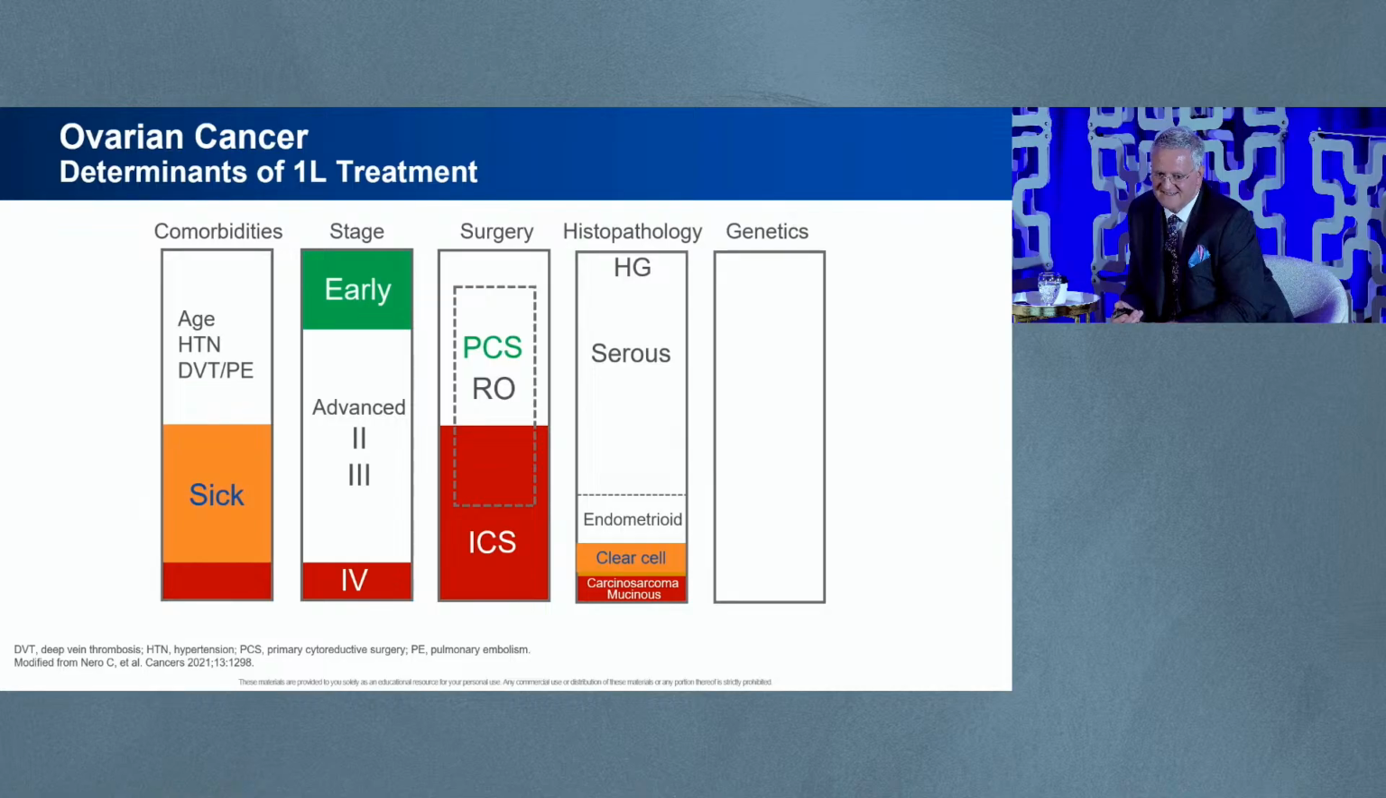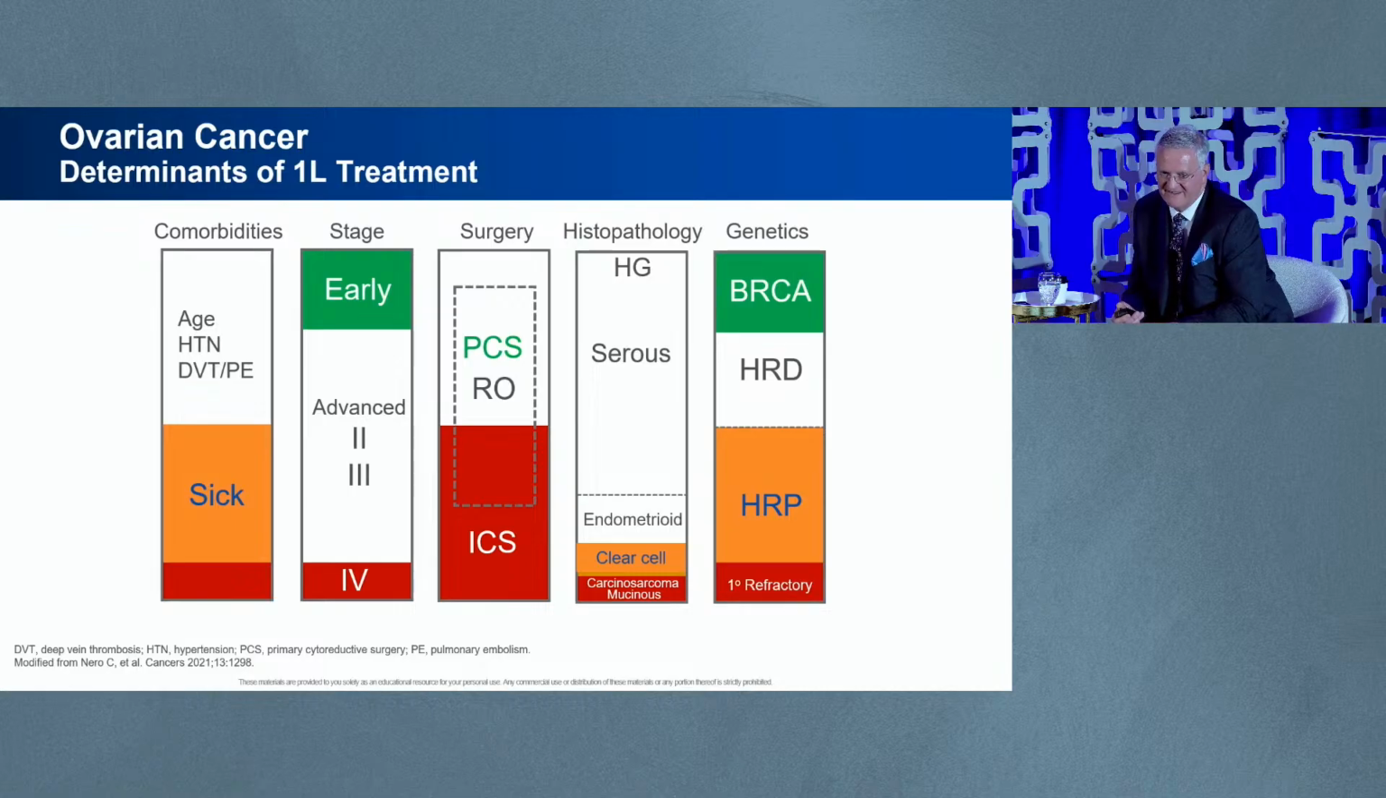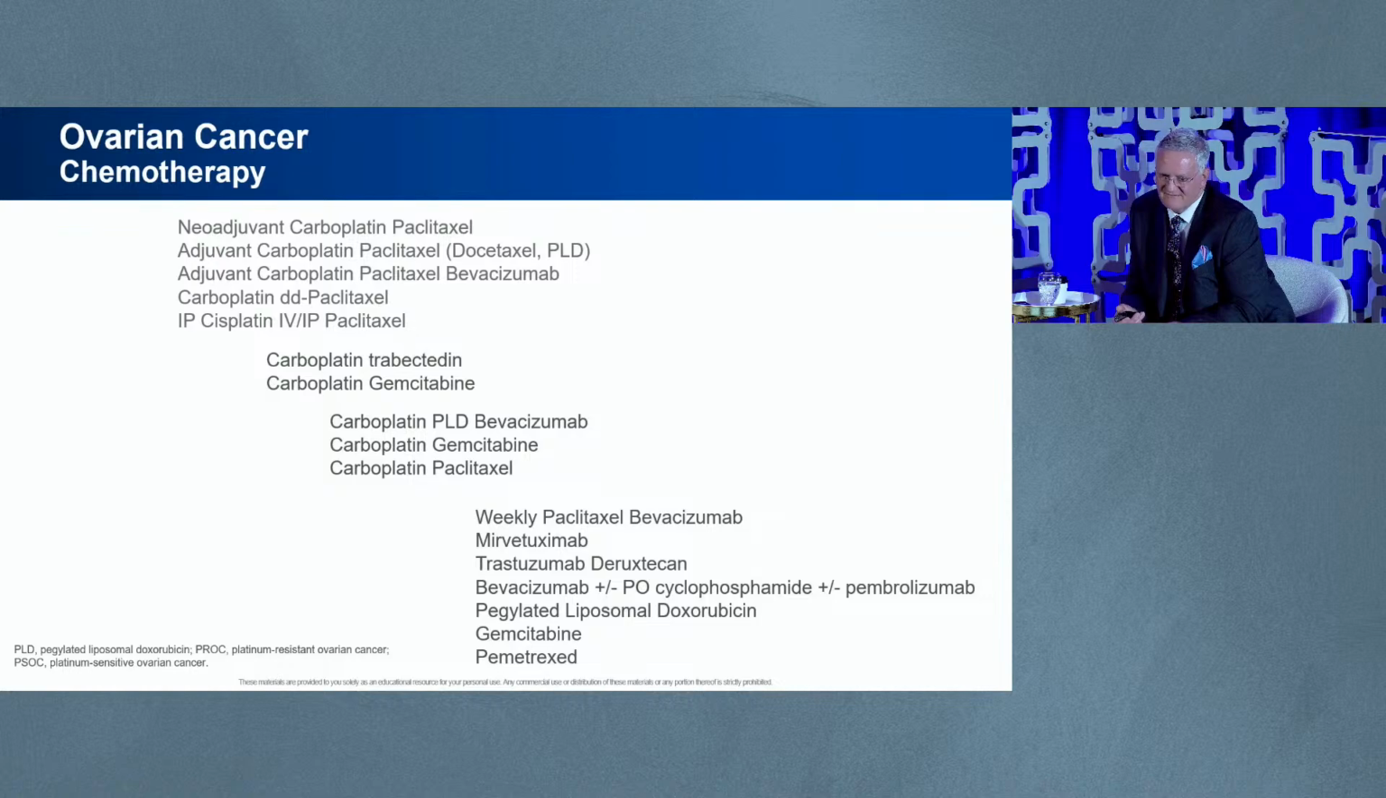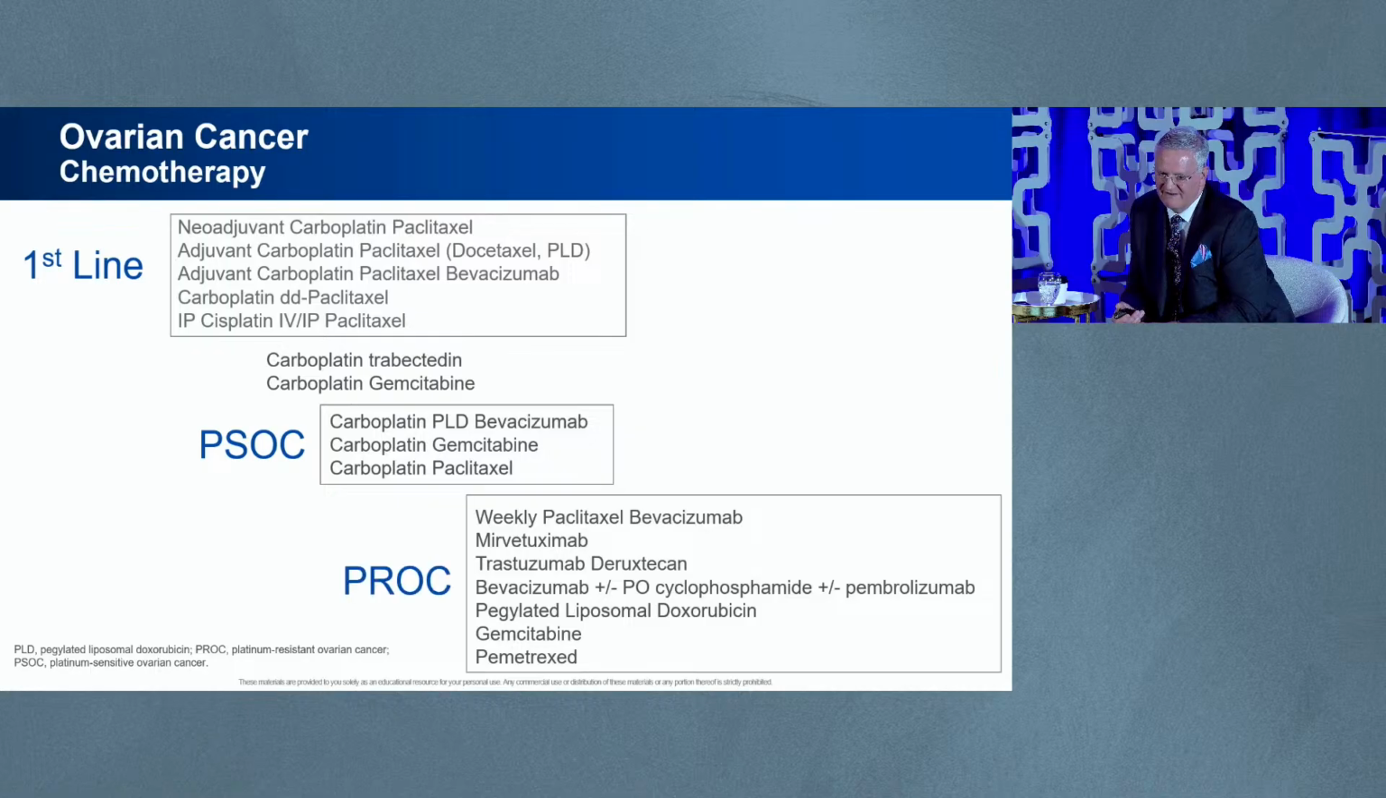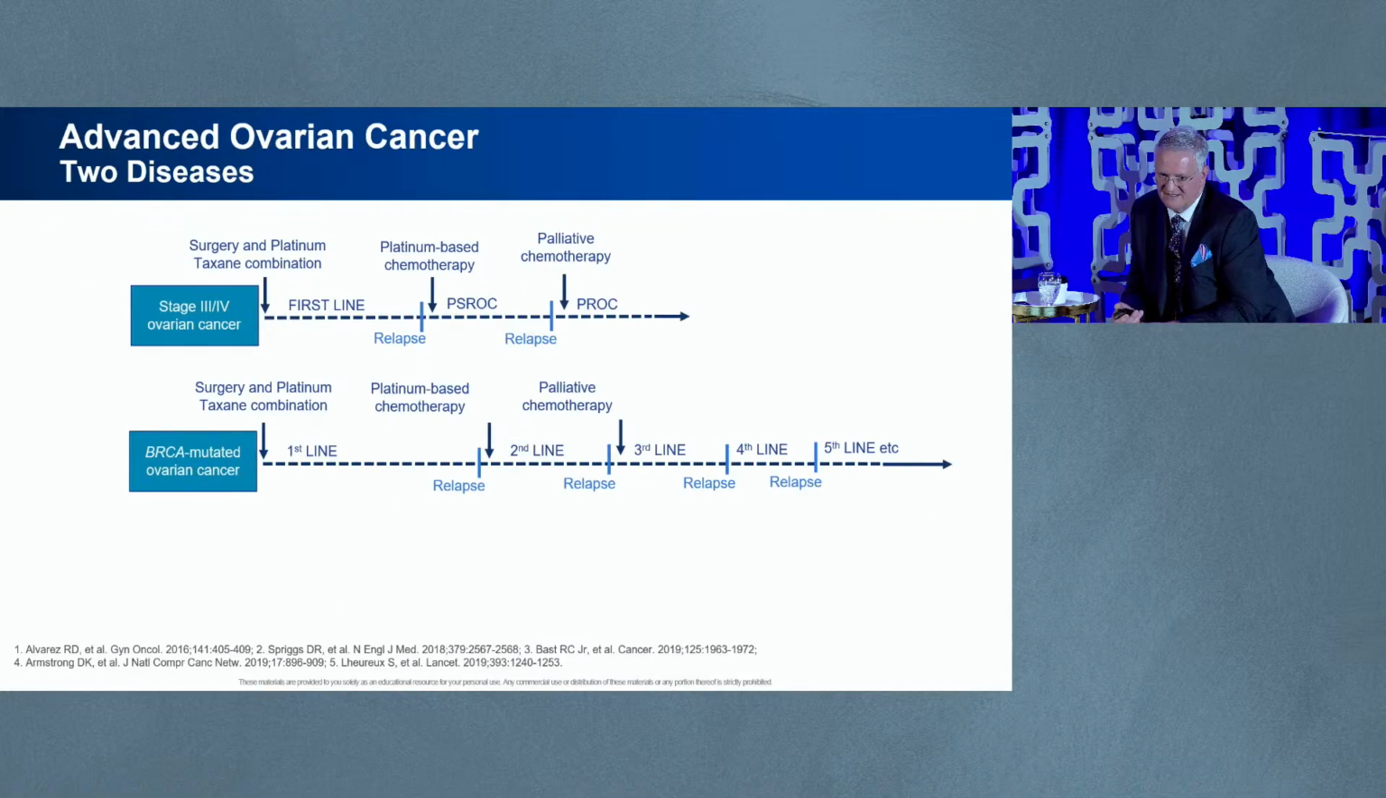And then, as Pam said, genetics really important, maybe 20% BRCA, half BRCA or HRD, and then homologous recombination proficient tumors in the other half. About 10% are going to be refractory. And we think of these seasons, first-line therapy, lots of options, platinum-sensitive recurrent ovarian cancer, platinum-resistant, and then maintenance in both of these two settings, still a really important part of care.